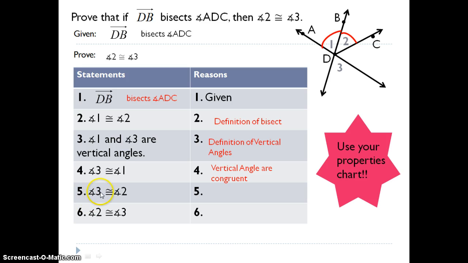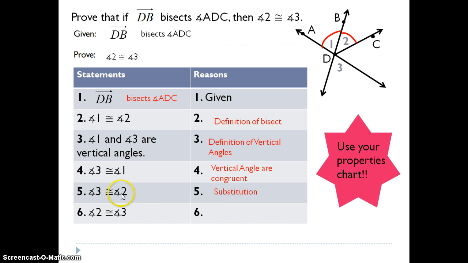Next we have angle 3 is congruent to angle 2. Well, nowhere in my picture is it showing that right now, so let's look back in my proof. How do I go from 3 being congruent to 1 to 3 being congruent to 2? How did 1 change to 2? Well, up here it tells me angle 1 is congruent to angle 2, so that means I can use substitution to say that angle 1 equals angle 2. I plugged in angle 2 for angle 1.